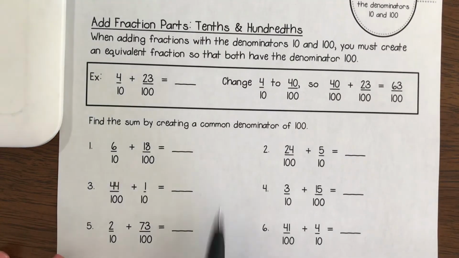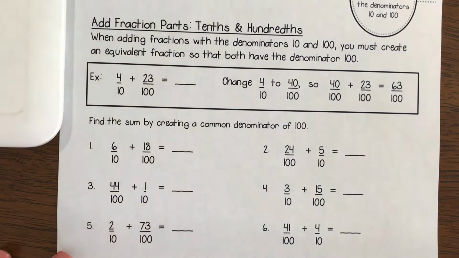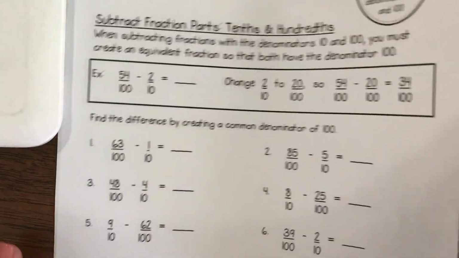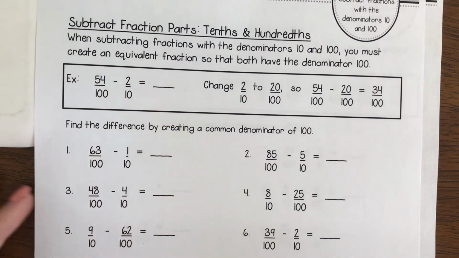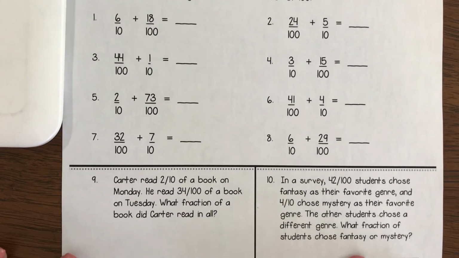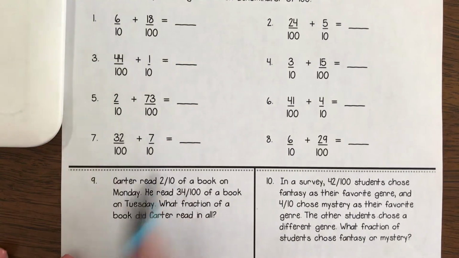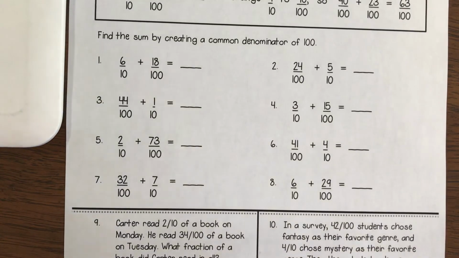As you can see on top, it just goes over a little bit of reminder of what we just did, as well as on the subtraction one. So you have that to reference as well. As you can also see, you do have 10 problems for each. You have 8 that are just practicing the strategy, and then you do have 2 word problems on the bottom of both worksheets. So again, just kind of going over what we talked about just a little bit ago.